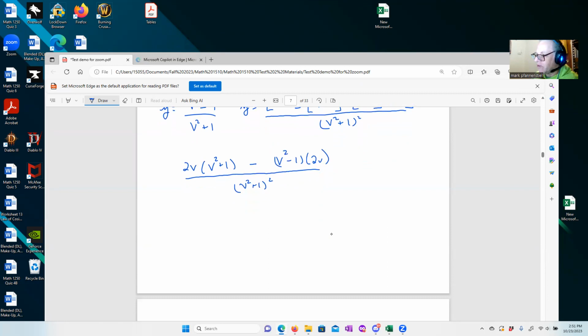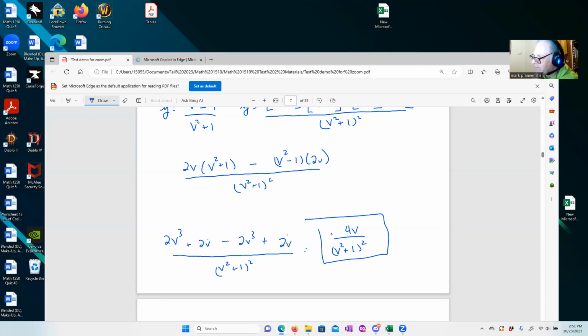Okay, I bet we could do something with this. This is going to be 2v cubed plus 2v, minus 2v cubed plus 2v, all divided by v squared plus 1 squared. 2v cubed minus 2v cubed, that's going to be 0. We have 2v plus 2v, that's going to give us 4v over v squared plus 1 squared, and that is a simplified form. And that's how we have it.